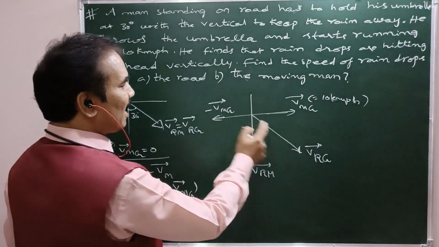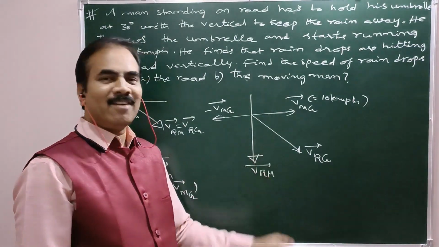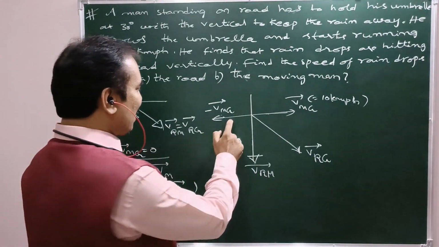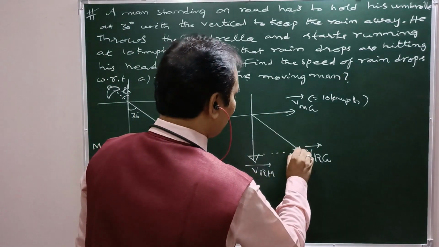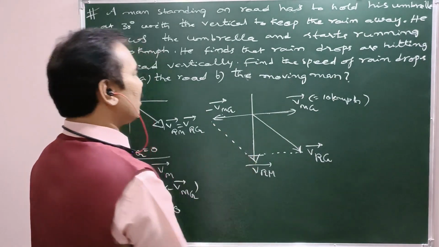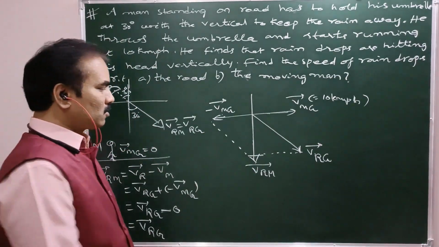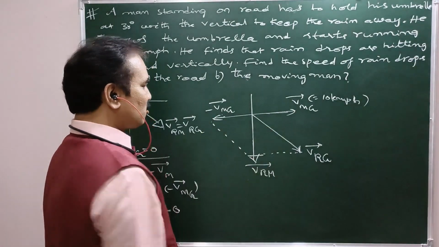So minus VMG and VRG forms VRG. So this is the resultant of these two parent vectors. Now parallel to this side, close this side, parallel to this vector, close this side also. Right? So this is what parallelogram. Right? So VRM is the resultant of these two vectors.